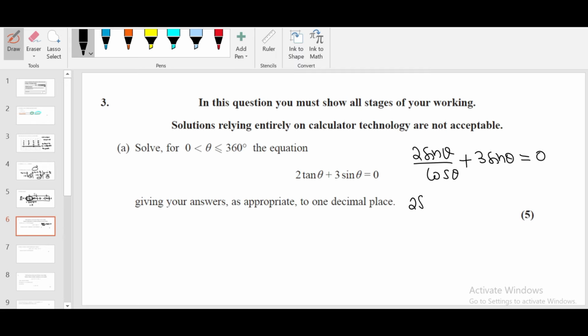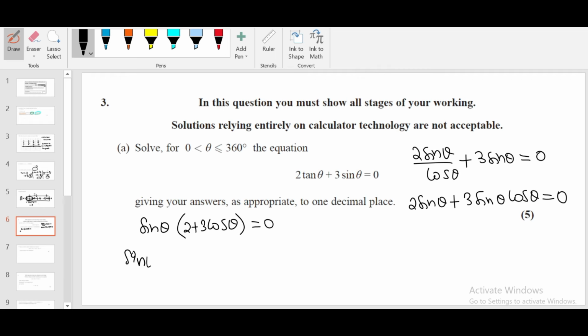You will get 2 sin theta cos theta, sorry, the cos theta will be cancelled here, 2 sin theta plus 3 sin theta cos theta is equal to 0. Take sin theta as a common factor out. You will get 2 plus 3 cos theta is equal to 0. Equate them to 0 separately. You will get sin theta is 0, and 2 plus 3 cos theta is 0. So cos theta is negative 2 over 3.